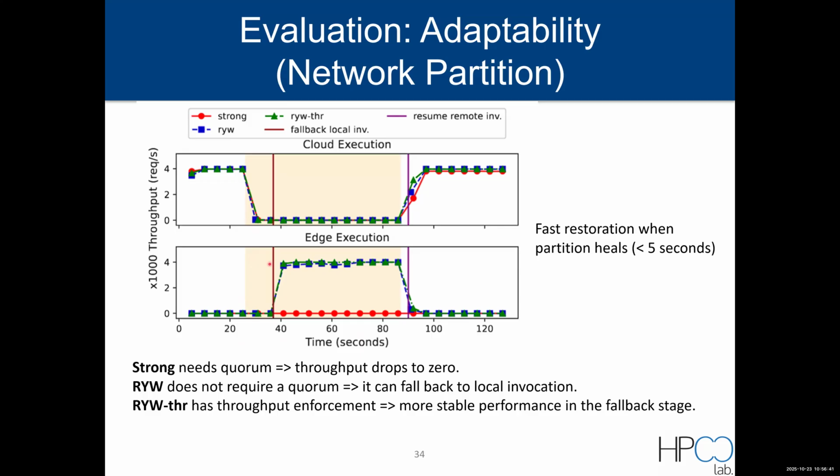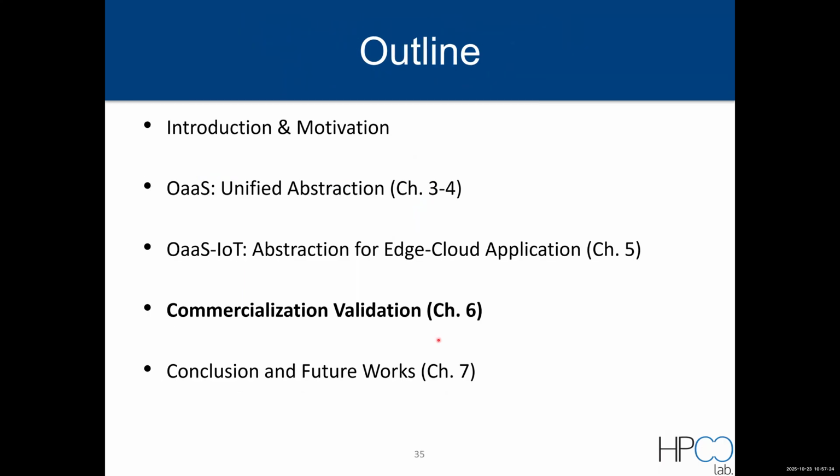And we can see that we have two baselines, the read-your-write and the read-your-write with the throughput guarantee. It's hard to see here, but the read-your-write with the throughput guarantee can sustain more stable performance. When the network partition goes away, you can see that everything goes back to normal operation. The detection and restoration don't take too long. It usually allows 10 seconds to detect that the system went wrong, and 5 seconds to converge back to normal operation.